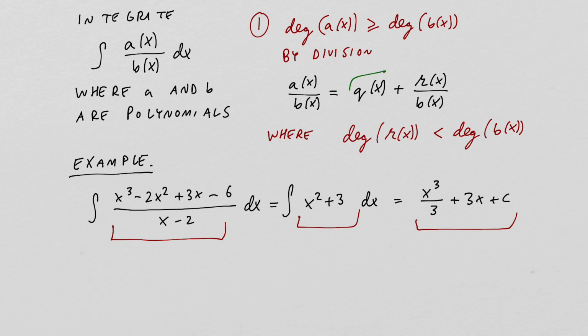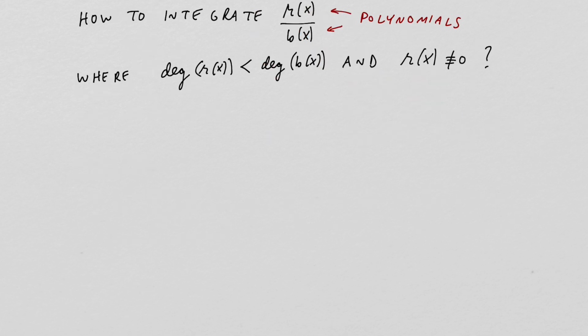So we can handle this polynomial. But how about this quotient here? The next question is how we can integrate these kinds of fractions of two polynomials, where the polynomial in the numerator has a degree less than the polynomial in the denominator, and the numerator is not identically 0.